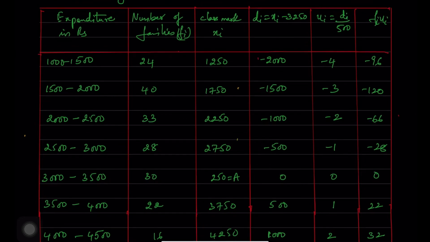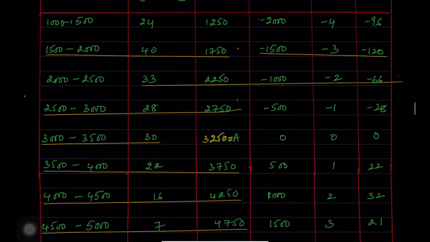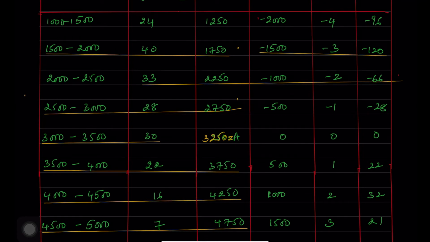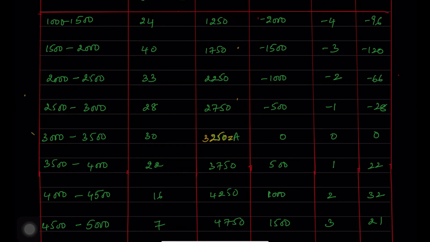Then when you are adding here, you are getting 3250. So 3250 is your assumed mean over here, which we are taking, because the number of observations are 1, 2, 3, 4, 5, 6, 7, 8. So we are taking that there are 8 observations. In between you are having the fourth and the fifth observation. So we are taking the fifth observation as the assumed mean.